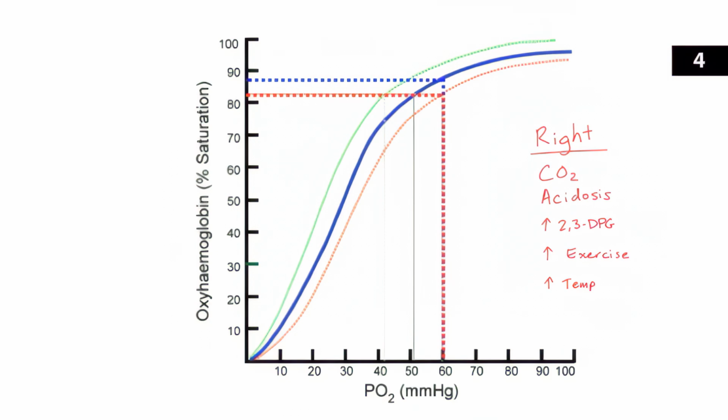Now let's talk about shifting the curve to the left. Let's look at the green curve. You can see here that at any given PO2, more hemoglobin will be saturated than on the normal curve. Look at a PO2 of 60 again.